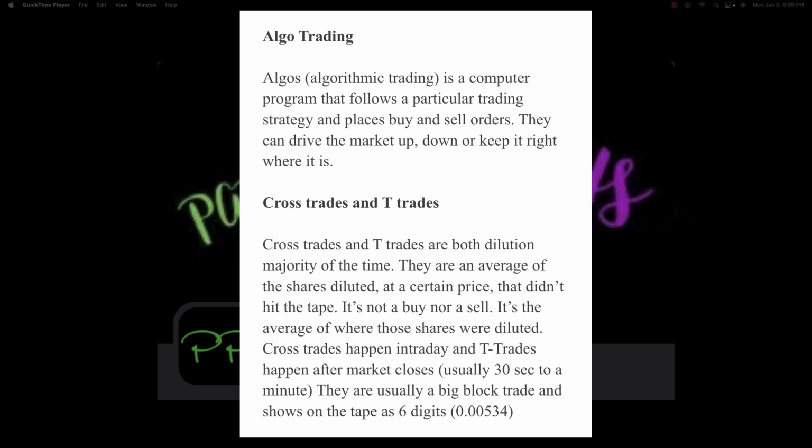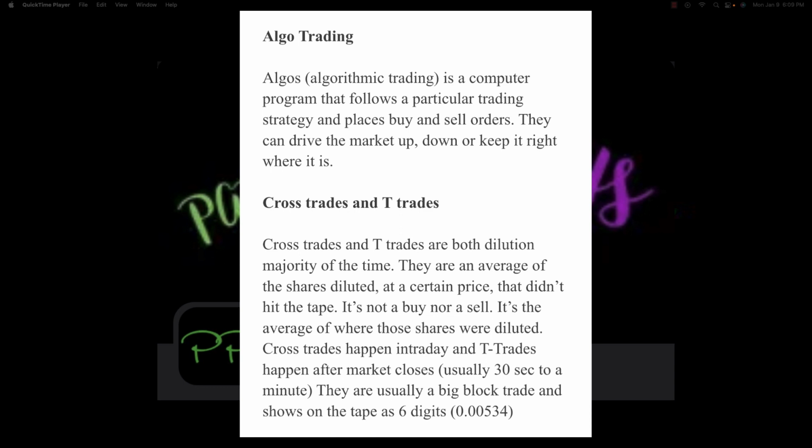So then you have your cross trades and your T trades. Cross trades and T trades are both dilution, majority of the time. They're an average of the shares diluted at a certain price that didn't hit the tape during the day. It's not a buy and it's not a sell. It's the average of where those shares were diluted. Cross trades happen intraday and T trades happen after the market closes, usually about 30 seconds to a minute.